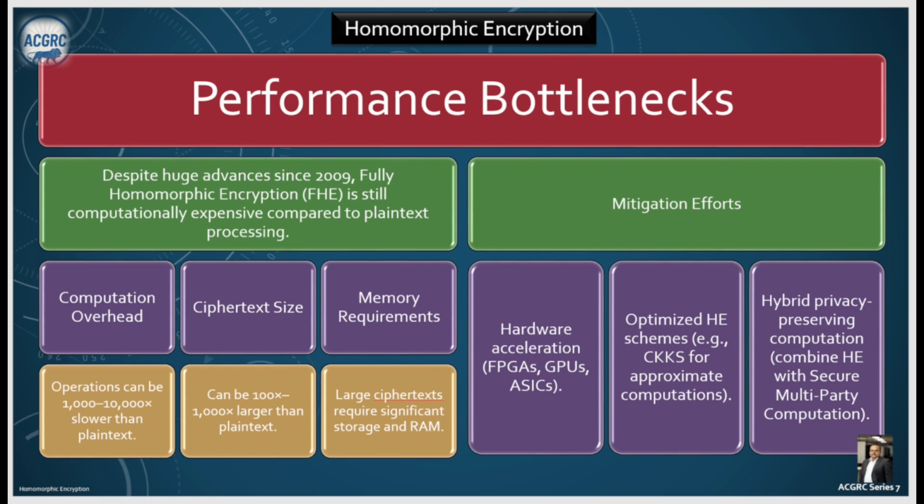While mitigation efforts are going on, it could be hardware acceleration or optimized homomorphic encryption schemes, better computation processing technologies, or hybrid privacy preserving computation. That is, we are combining with multi-party computation. These are all evolving. These are all mitigation efforts which are being invested in as we speak.